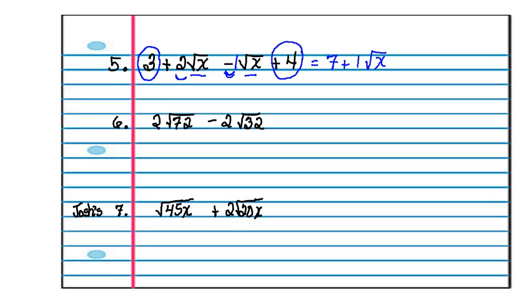Now you'll notice on the next one we have radicals that are just not alike in any shape or form, but we do have radicals that we can simplify. So that's what we're going to do first. We're going to simplify our radicals and see if we end up with like radicals so that we can add them together.